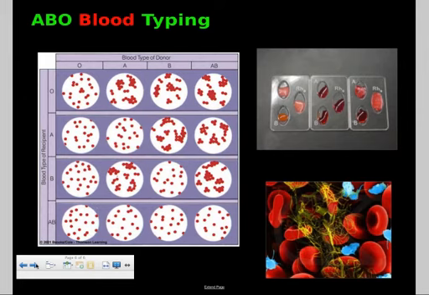If we have a type O individual here mixed with type O antibodies, type O has no surface proteins, type O has both antibodies, but there will not be any sticking together. Okay? If we add A to type O, or if type O is added to type A, there will be no agglutination. If we add O to type B, there will be no agglutination. And if we add O to type AB, there will be no agglutination because O has no proteins.